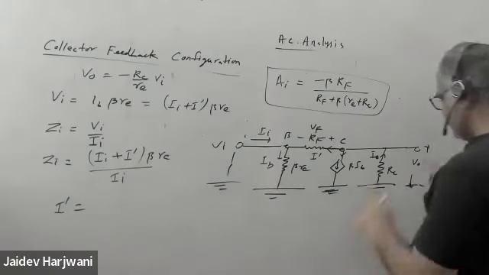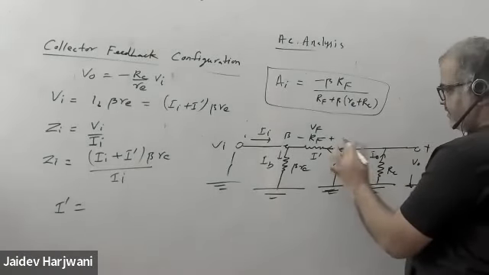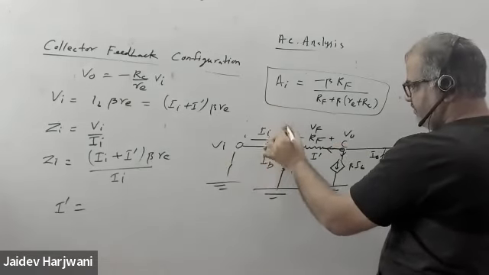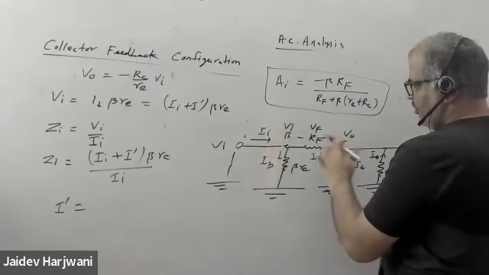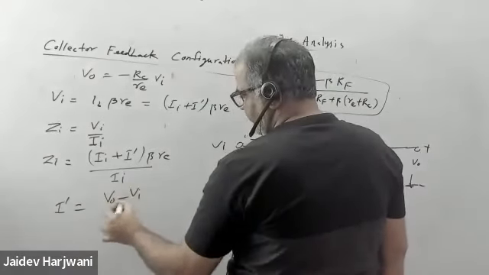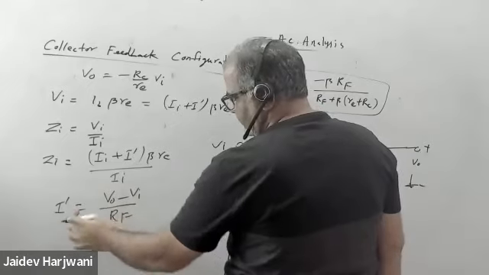If you see this circuit here, at the C my voltage is V naught and at the B my voltage is V input. And V output is minus V input. V input minus V output upon RF is my I dash.